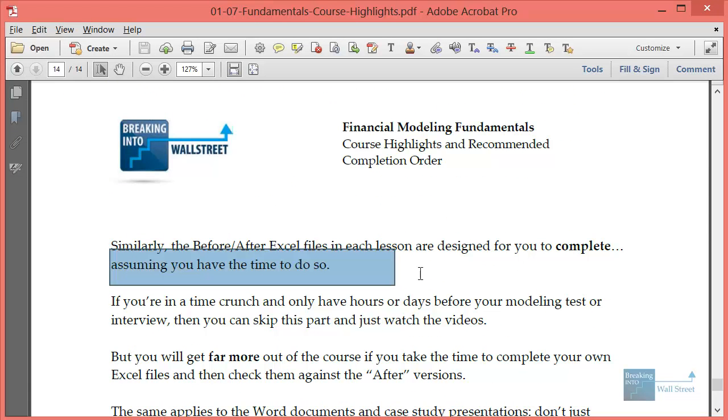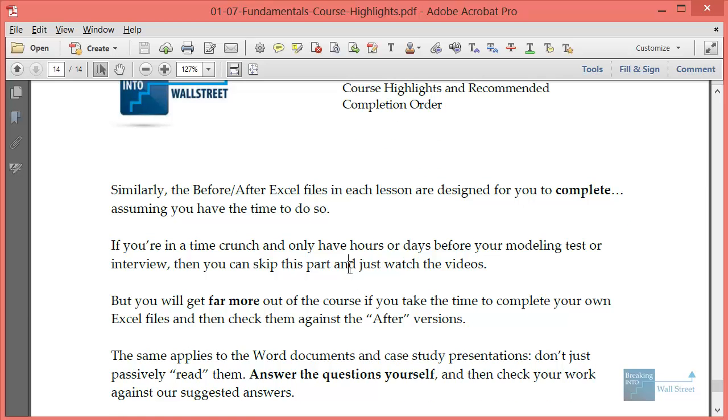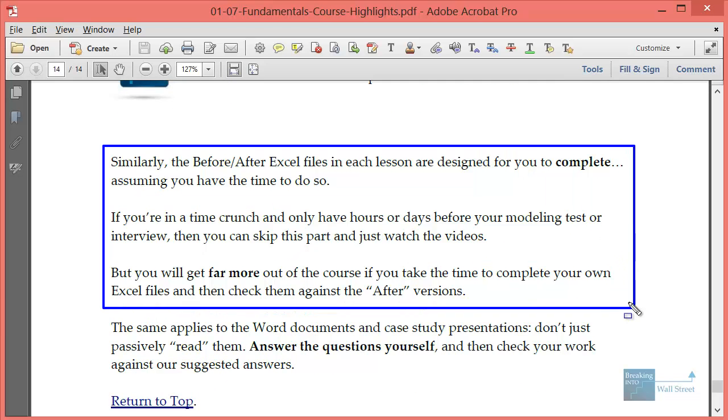There are also before and after Excel files in each lesson. If you have the time to do so, yes, complete them. If you only have a day or a week, no, skip over it. But if you have a few weeks up to a few months, then yes, these are definitely worthwhile, especially for the lessons where you don't know the material quite as well.